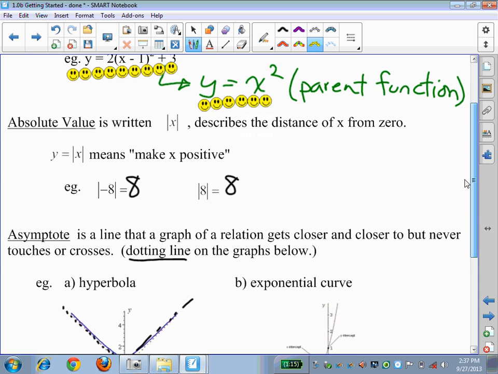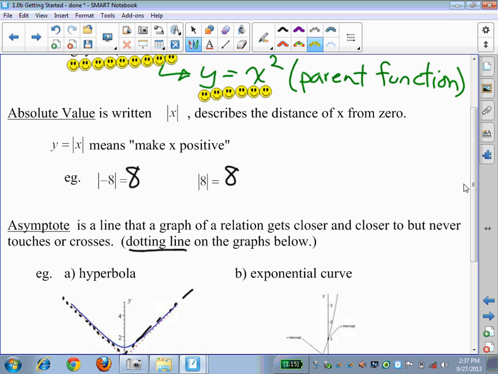Next definition we're looking at is absolute value. You will see this a lot during this course. It's written as 2 bars surrounding x, and describes the distance of x from 0. Y equals the absolute value of x means make x positive. So here in some examples, the absolute value of negative 8 is 8, and the absolute value of positive 8 equals 8. All we do, ladies and gentlemen, is remove the sign if it happens to be negative. It will always stay positive.